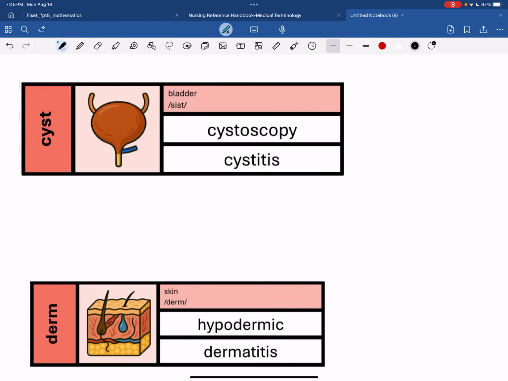The next one is cyst, and this refers in this case to bladder. Cyst literally means sac. So a bladder is a type of sac. A bladder is kind of like a bag that collects urine. Urinary bladder is the root cyst.